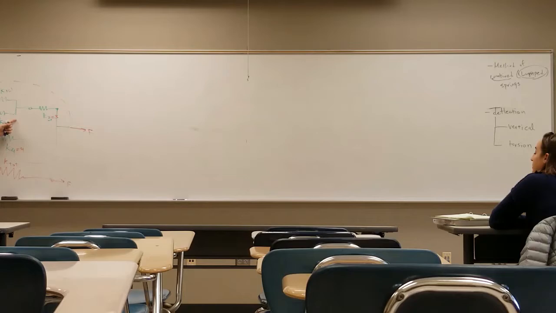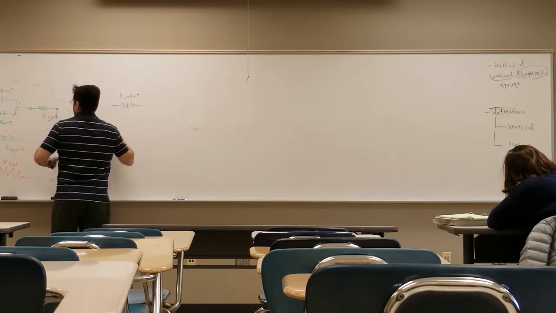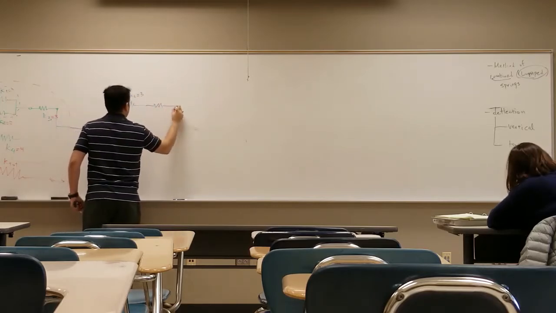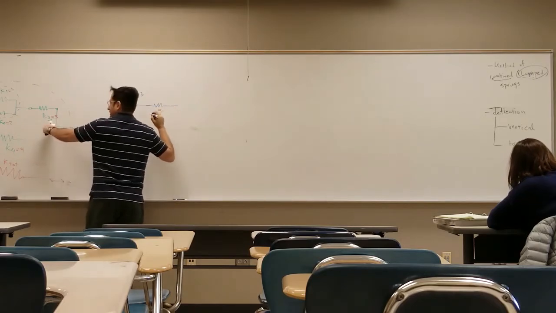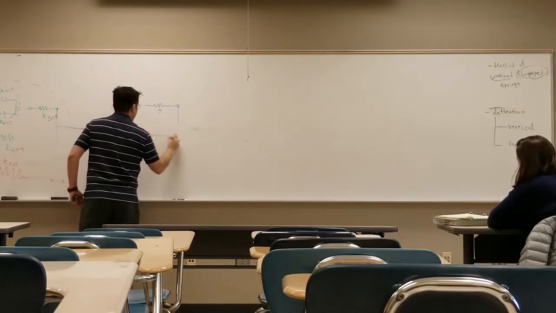K1 plus K2, right? So all you do is combine these guys together. According to the formula, if they are in parallel, you just put K1 plus K2. So I put one spring K1 plus K2, which is equal to 1 plus 2, 3. Right? And there is another spring, 3, here, and there is another one, 4, here.